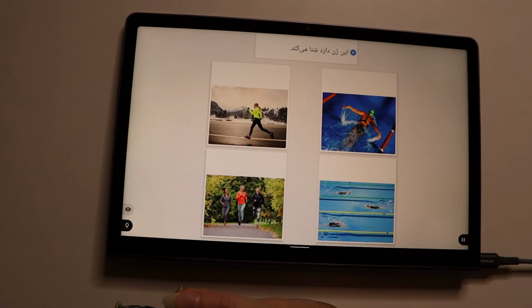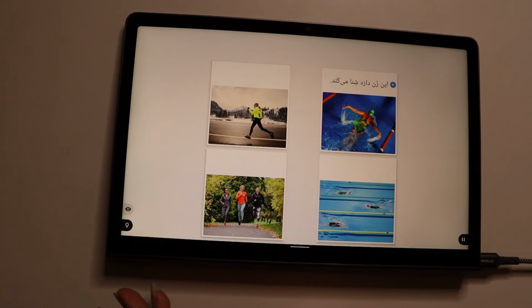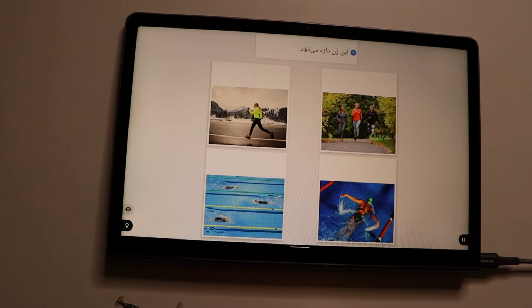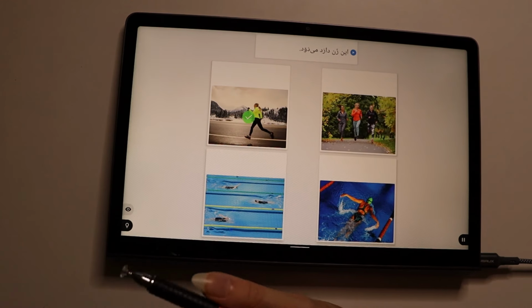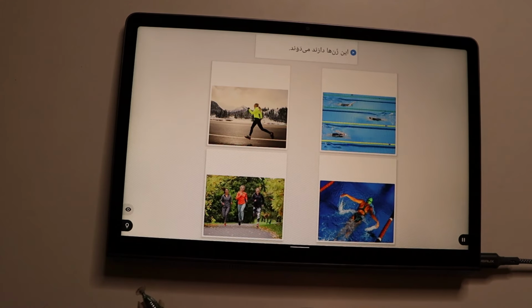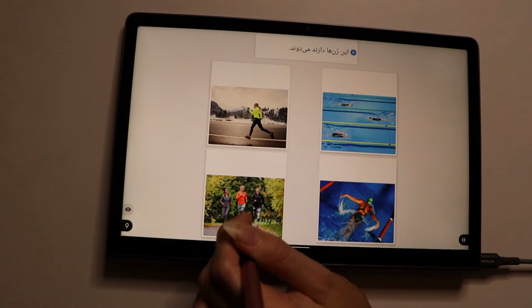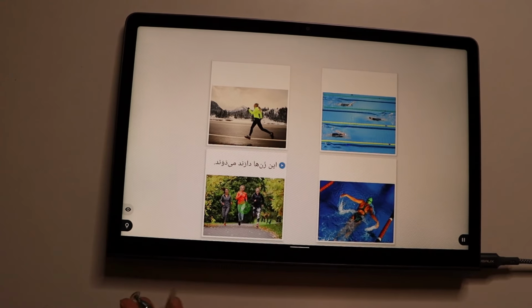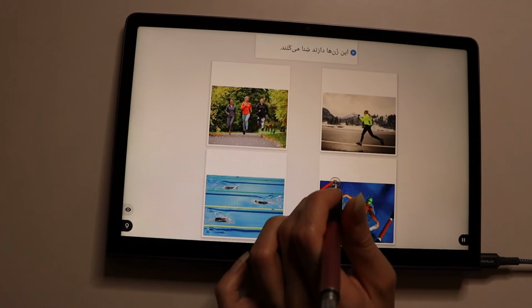In zan dorad shena mikonad. This is a woman swims. In zan dorad midavad, this is a woman runs. In zanha dorand midavand, this is multiple women run. In zanha dorand shena mikonand, this is the women swim.